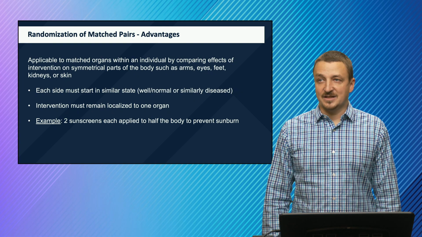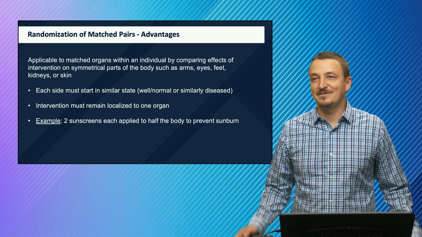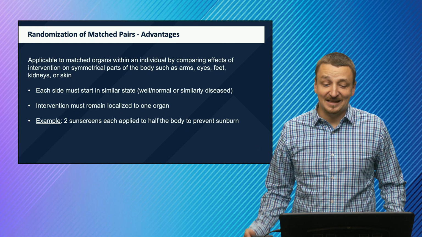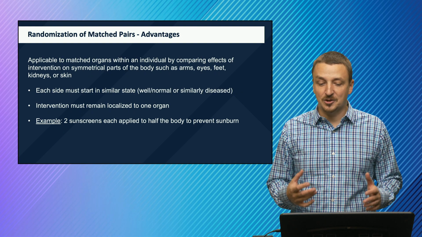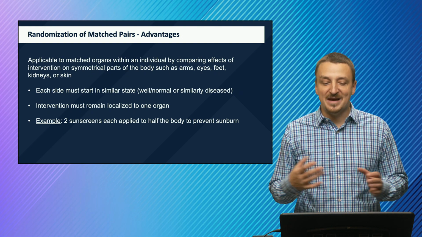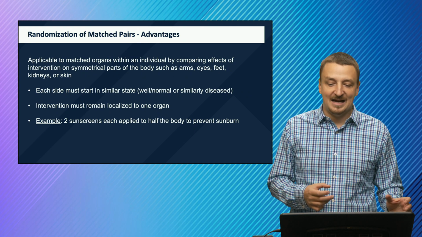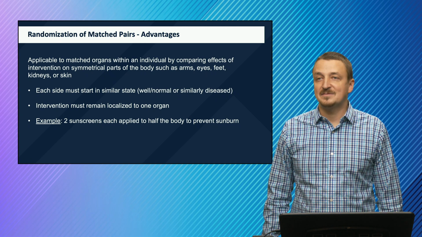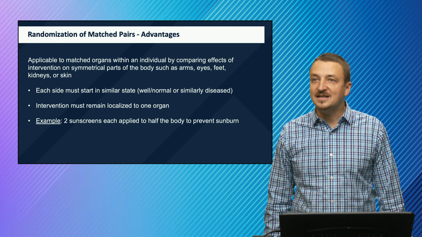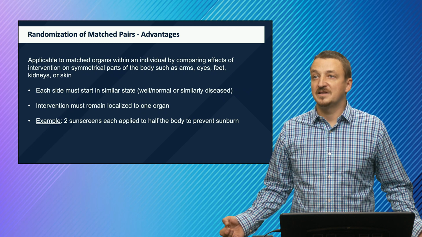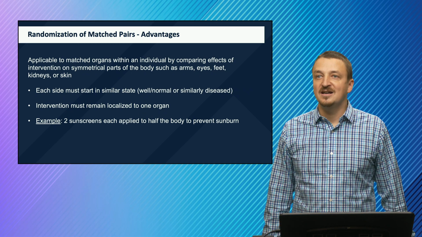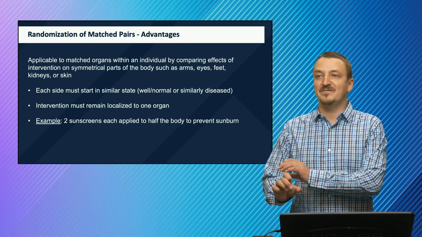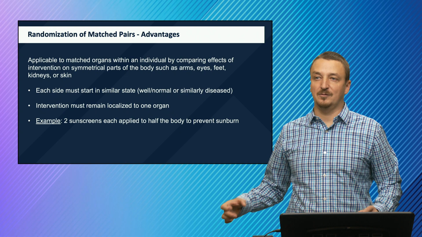There are a number of advantages, and we can start really with the most simple example for a matched pair. And this is basically matched organ or within an individual by comparing an intervention on symmetrical parts of the body, such as arms, eyes, feet, kidneys, or the skin. Here, basically, we must make sure that each site must start in similar state, well, normal or similar diseased, and the intervention must really remain localized basically to one organ. So we have to make sure that the intervention is not crossing over, for example, from one kidney to the other kidney.